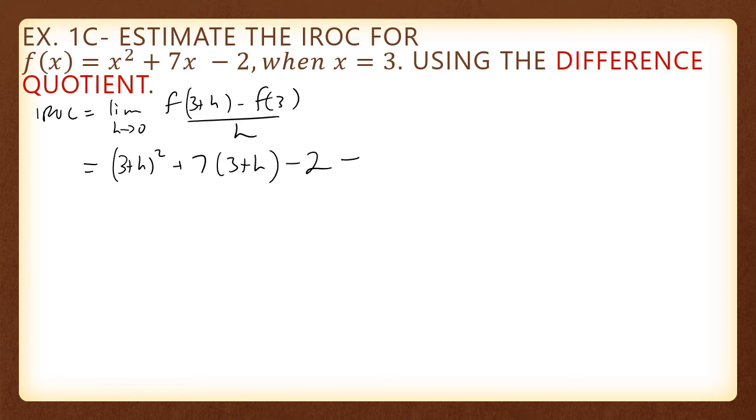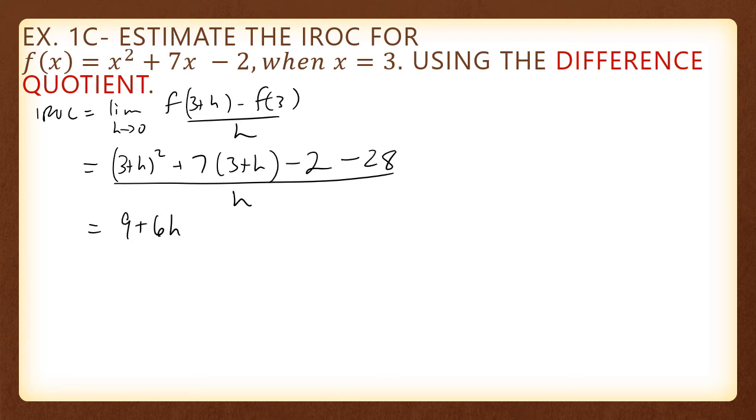Then minus, right? Minus f of 3. Put 3 in. So 3 squared is 9, 7 times 3 is 21, 21 plus 9 is 30, minus 2 is 28. So minus 28 all over h.